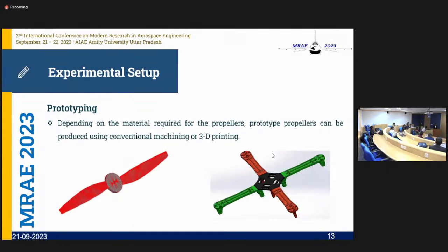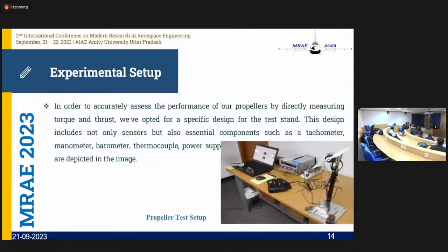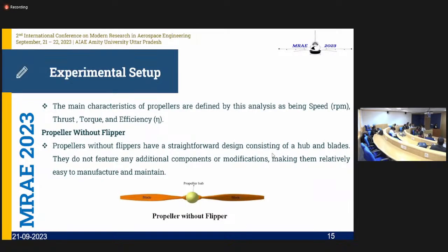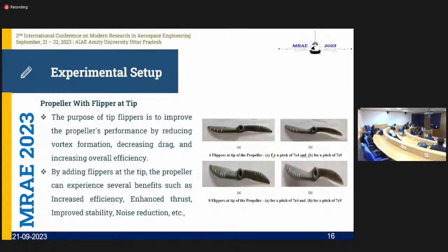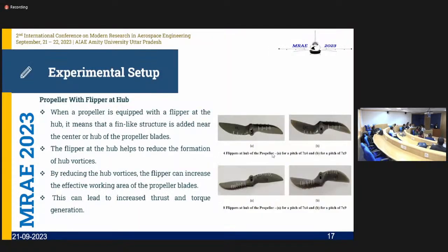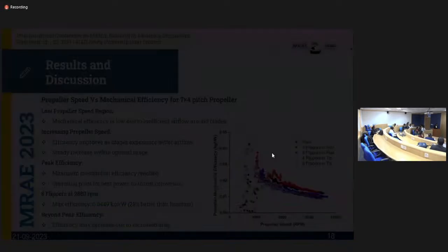The prototyping depends on the material required for the propellers. Prototype propellers can be produced using conventional machining or 3D printing. We fabricated the prototype, and the tests were carried out using this propeller test setup: propeller without flipper, with flipper at the tip, and with flipper at the hub. So these were the fabrications that we carried out.